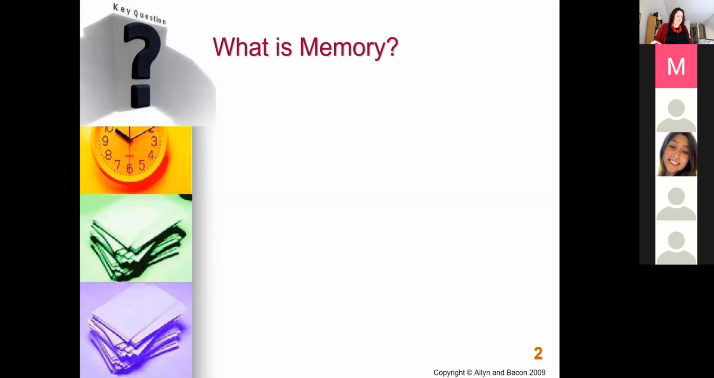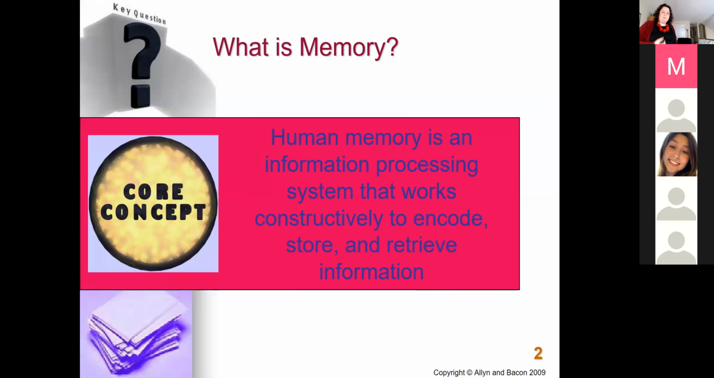We'll start by defining it here. Human memory is an information processing system. So it works constructively to encode, store, and retrieve information. And we're going to talk in detail about each of those steps as we go through this lecture. So encoding is getting it in there. Storing is keeping it in there. And retrieval is when you need it, being able to pull it out. And obviously, all those steps are important.